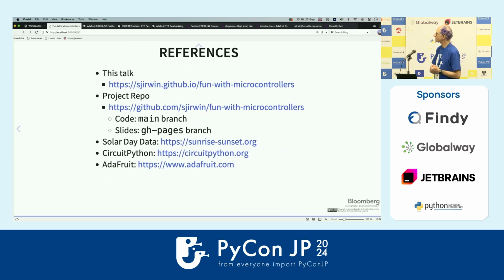So these are the references. That's the URL for this talk. It's hosted on GitHub. The project is also on GitHub. The code is in the main branch, and the markdown for these slides and the CSS and that stuff is in the GitHub Pages branch of that repo. As a reminder, the solar day data is coming from sunrisesunset.org.